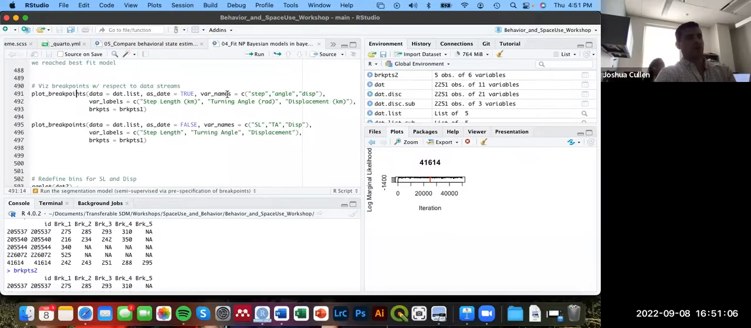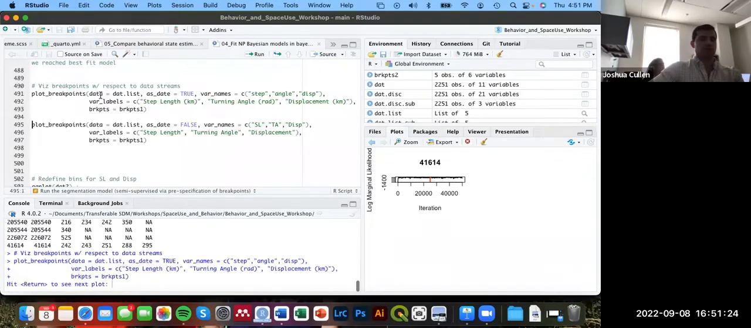You also tell it which of the variables you want to plot on the y-axis, so your data streams. This can be done with either the discretized data streams or the continuous data streams. Then tell it the names you want to give to each y-axis label and the breakpoints you want it to plot along the time series. For this case, I'm using date is true, and I'm plotting the continuous variables.